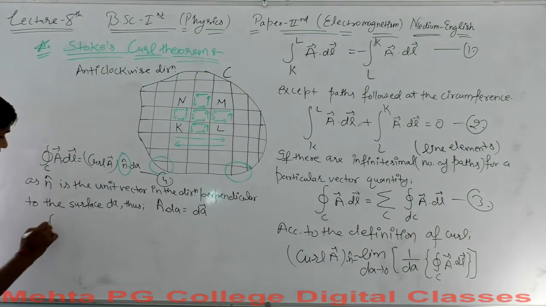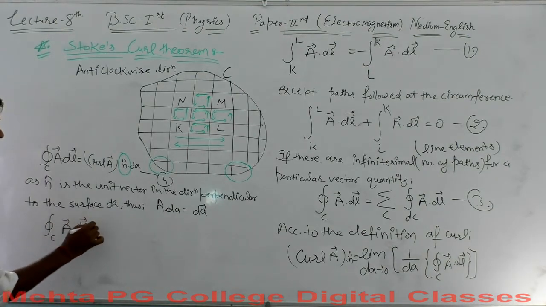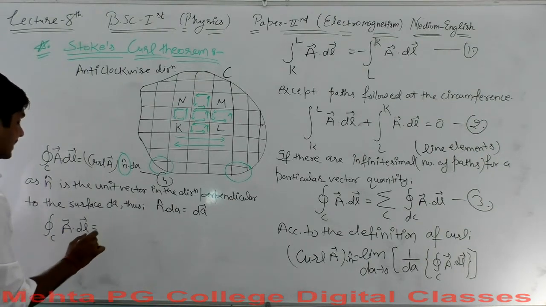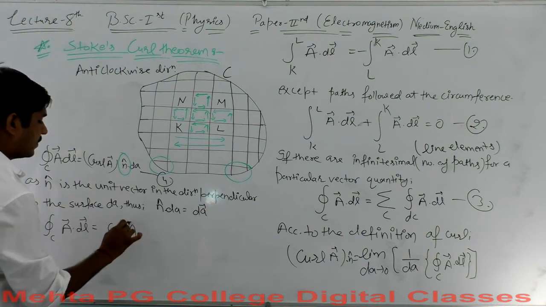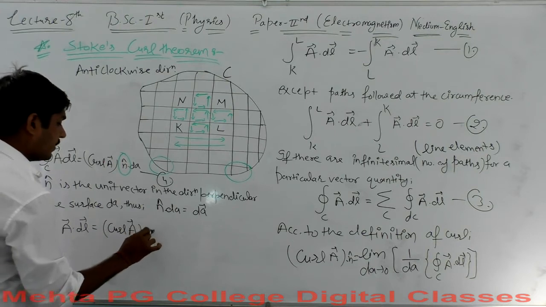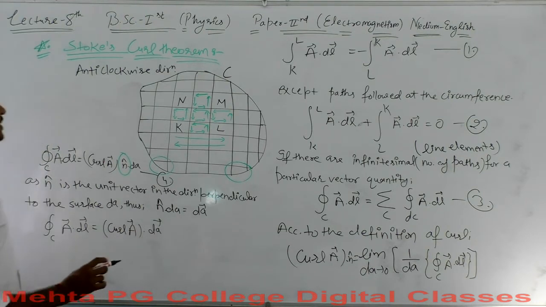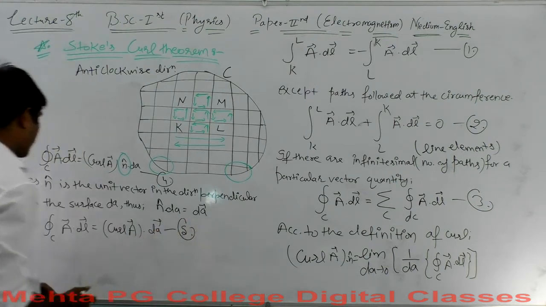So equation 4 will become: integration over the closed curve of the quantity A vector, the line element dl vector, is equal to the curl of A vector dot dA vector. This is equation 5.